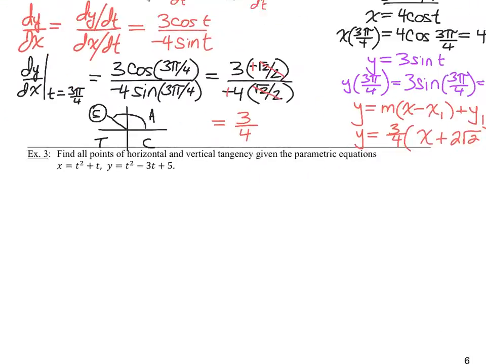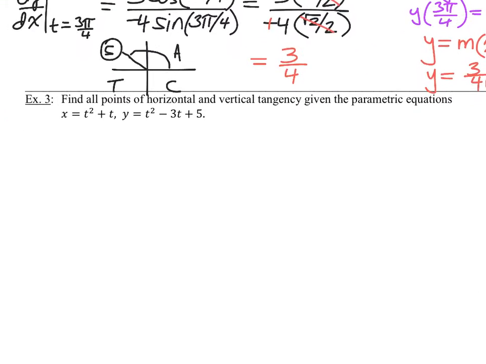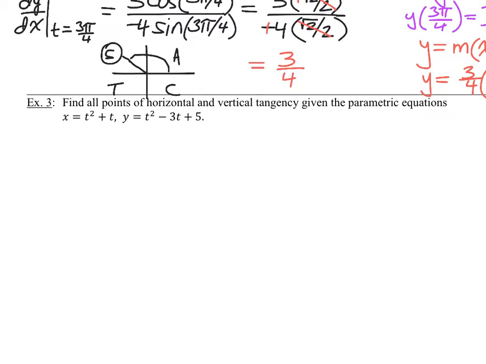Okay, find all points of horizontal and vertical tangency given the parametric equations. Now, if you're doing this on your own, test, quiz, whatever, I recommend you take a look at the picture first and see what's going on. We're not going to do that together now, I'll do it later. We're just going to dive into the calculus of it. But if you want to pop it in and take a look, I'm not going to begrudge you that. But horizontal and vertical tangency.